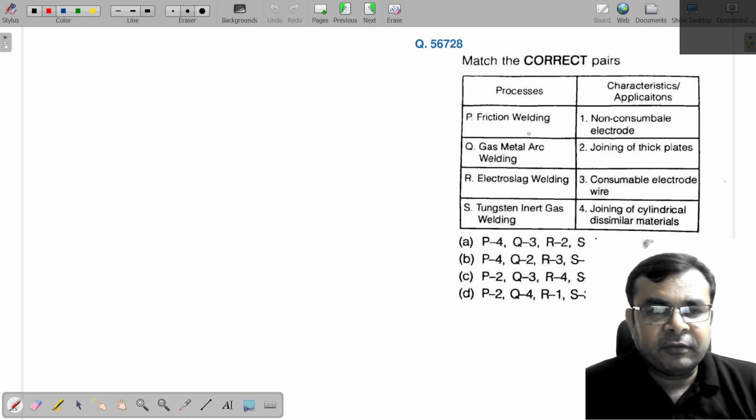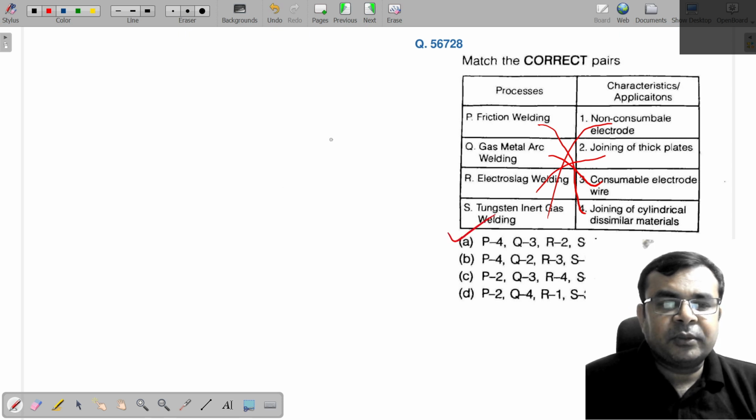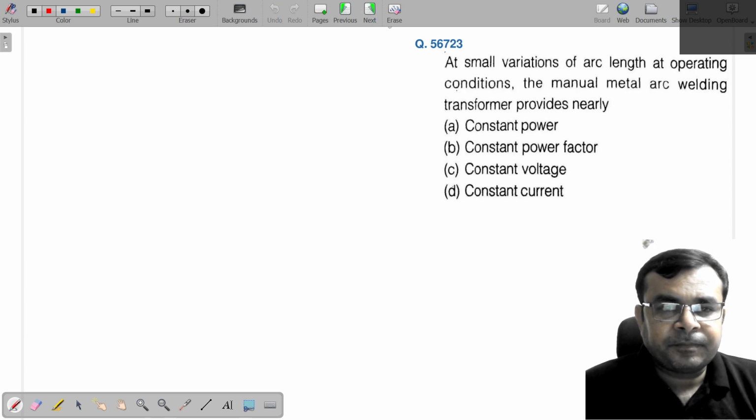Okay, match the correct one. Friction welding is mainly used for welding of dissimilar metals. Gas metal arc uses a consumable electrode wire, electroslag welding is for joining of thick plate, and tungsten inert gas welding uses a non-consumable electrode. So the correct answer is 4, 3, 2, 1. Yes, option A is the right choice.